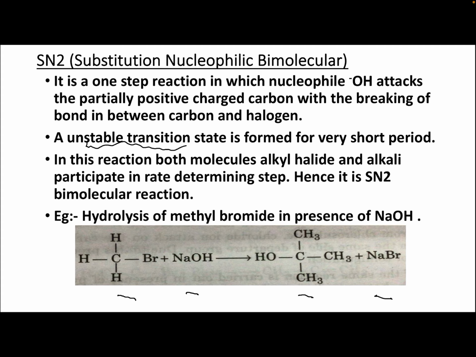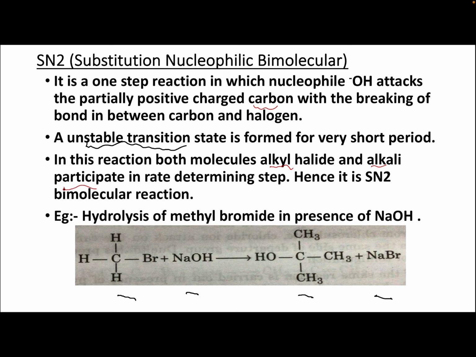SN2: substitution nucleophilic bimolecular. It is a one-step reaction in which the nucleophile attacks the partially positively charged carbon with the breaking of the bond between carbon and halogen. An unstable transition state is formed for a very short period. In this reaction, both molecules, alkyl halide and alkali, participate in the rate determining step. Hence, it is an SN2 bimolecular reaction because both the participants are responsible for the rate determining step. So, it is a bimolecular reaction.